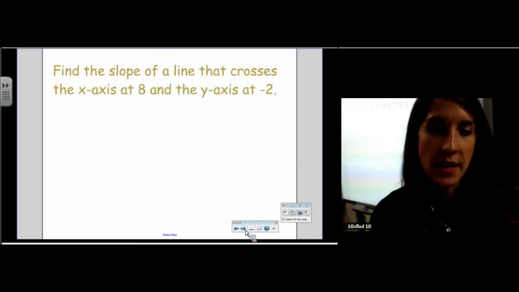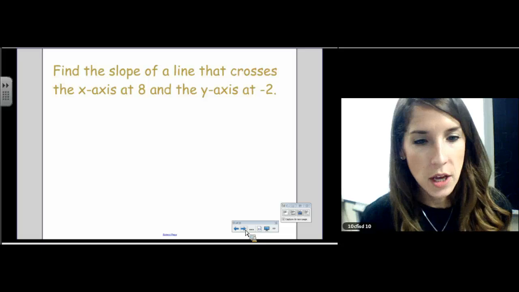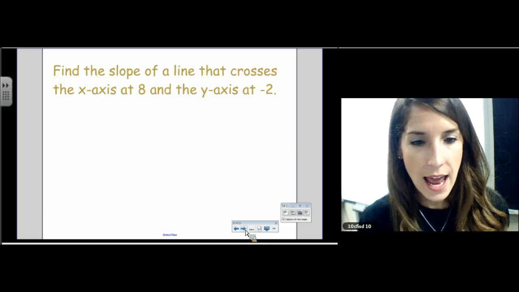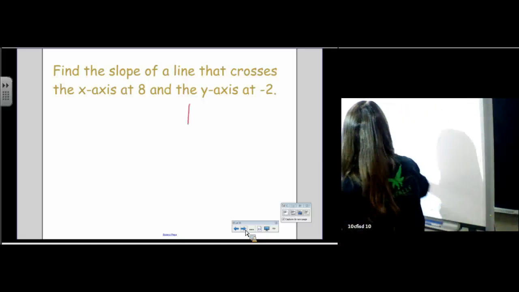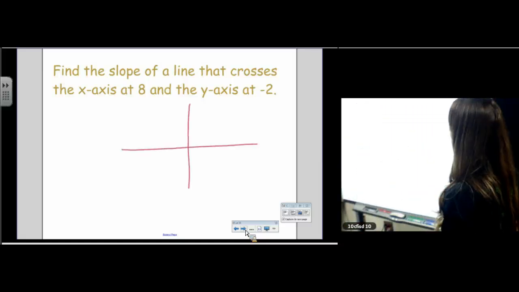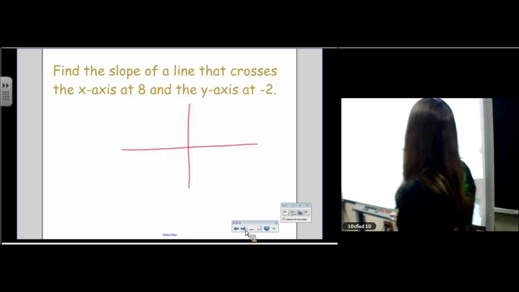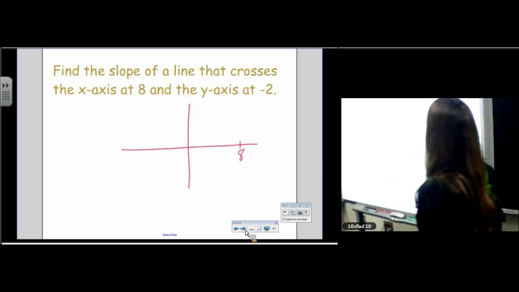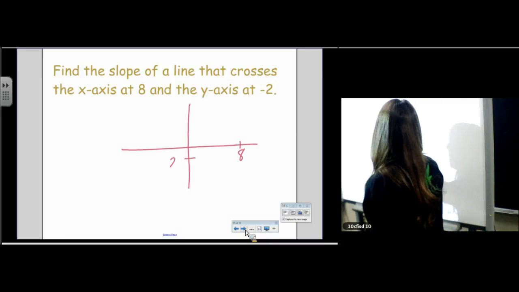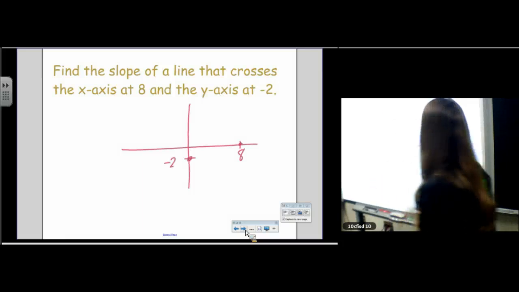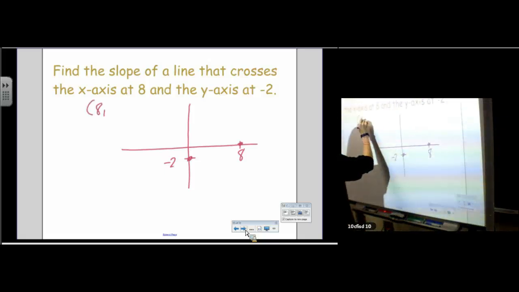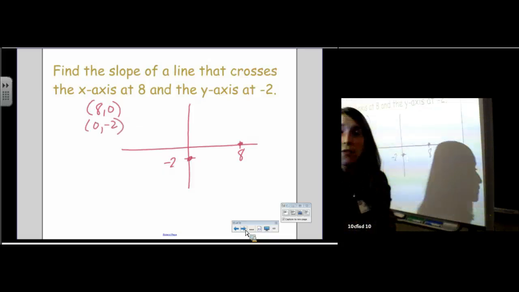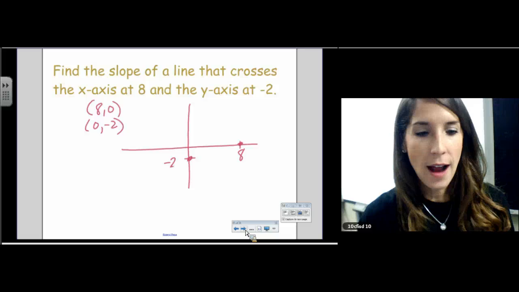Here's one that's a little bit different, and then we'll take our quiz. Find the slope of a line that crosses the x-axis at 8 and the y-axis at negative 2. We might have to do another one after that, sorry. What is the slope of the line that crosses the x-axis at 8 and the y-axis at negative 2? So you could do this 2 ways. You could write this as a coordinate, 8, 0 and 0, negative 2. And you could do it the formula way, or you could sketch a graph and you could do it the graph way.